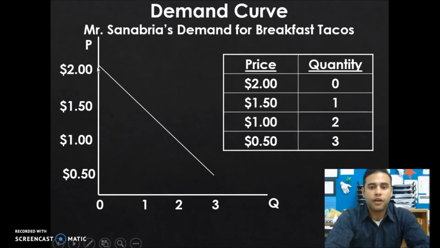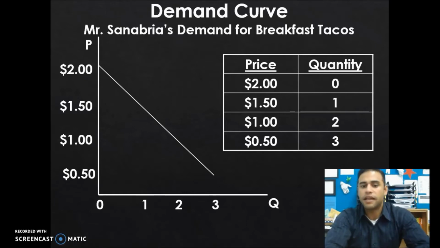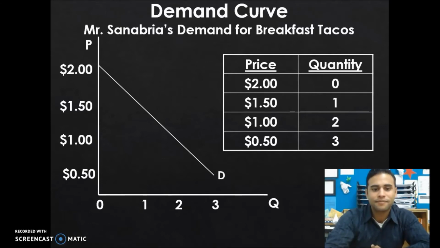And so at $2, we're right here at 0. At $1.50, we're right here at 1. At $1, we're right here at 2. And at 50 cents, we're over here at 3. So this curve represents my behavior, specifically as it concerns the relationship between the price of breakfast tacos and the quantity I demand, the quantity demanded of breakfast tacos.